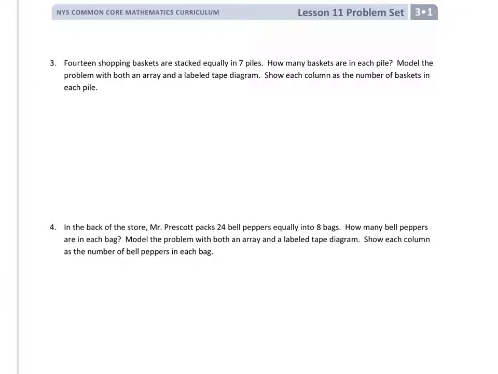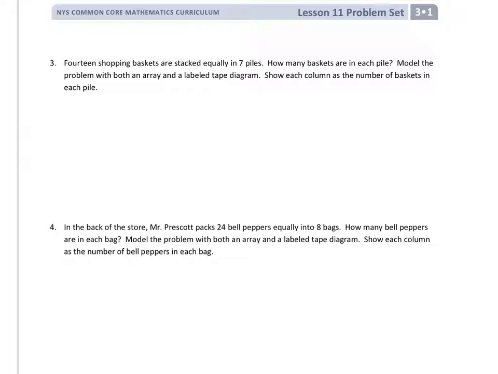Problem 3. 14 shopping baskets are stacked equally in 7 piles. How many baskets are in each pile? Model the problem with both an array and a tape diagram. Show each column as the number of baskets in each pile. So again, the column is our size. It's the number of baskets in each pile. I know that there are 7 piles. So this is set up just like our last problem was.